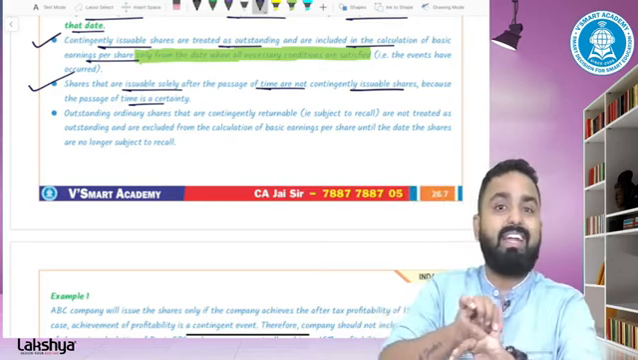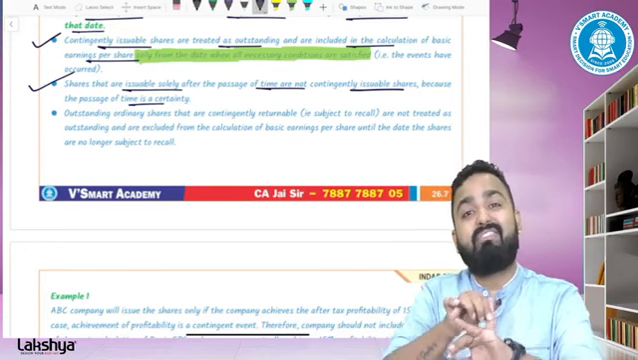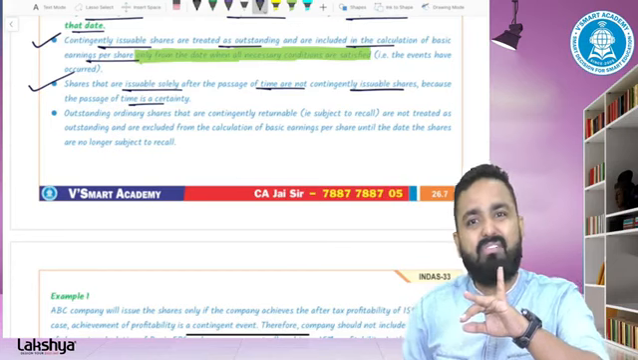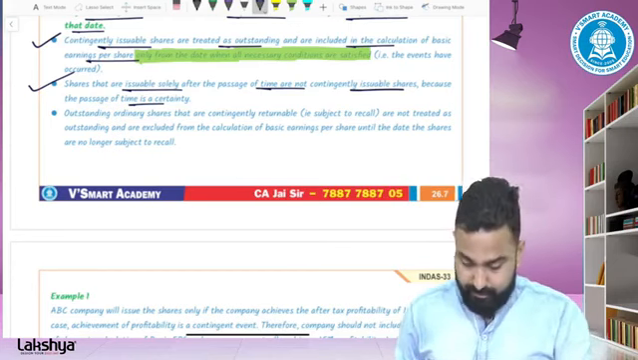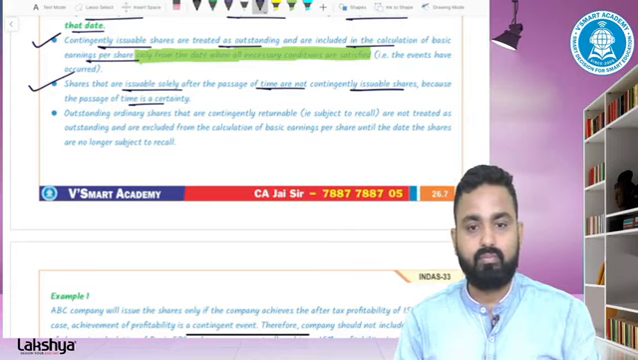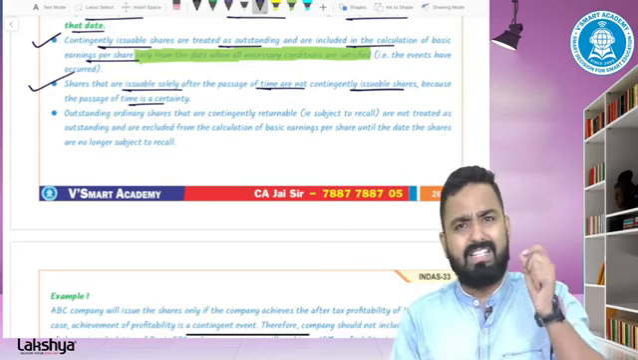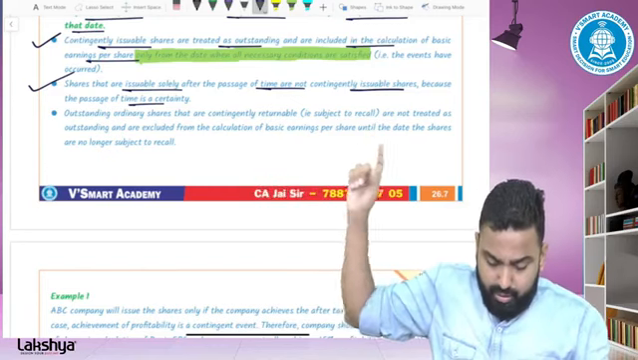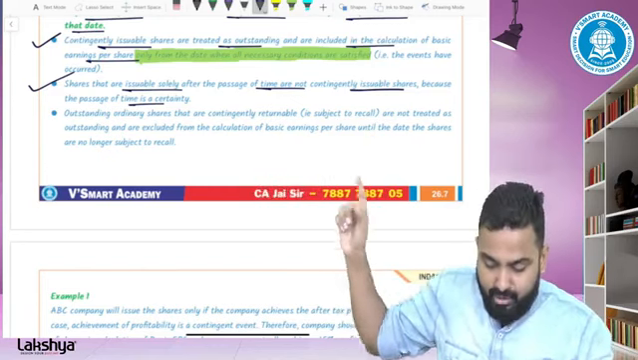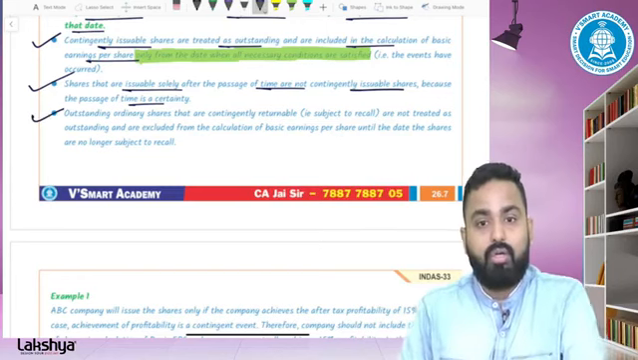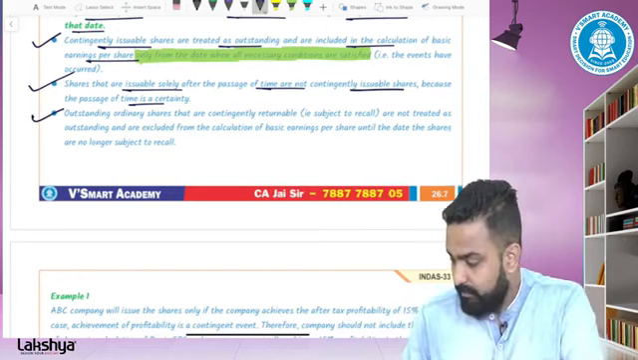So sir, what about the weighted average? From which date can we take the weighted average? Obviously after 1 year. Understood or not? Do you guys understand this thing? So shares that are issuable solely after the passage of time are not contingently issuable shares. Tell me guys, have you understood it?